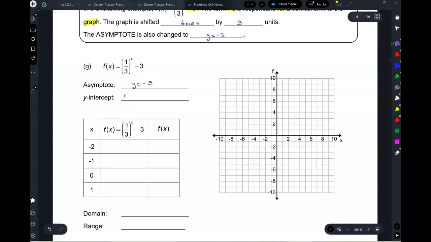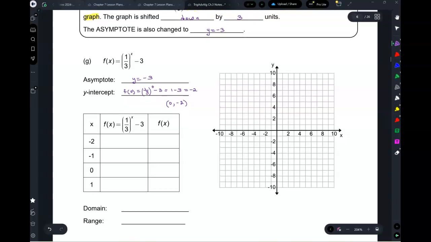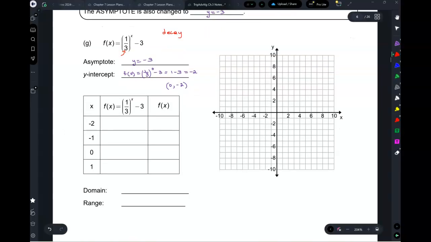The y-intercept, same situation: 1 over 3 to the power of 0 minus 3. 1 minus 3 is -2. So it's 0, -2. Now, in this case, take a look here. The number that's being raised to the power of x is 1/3. That's between 0 and 1. This is decay. And because of that, I chose these numbers, -2 to 1.